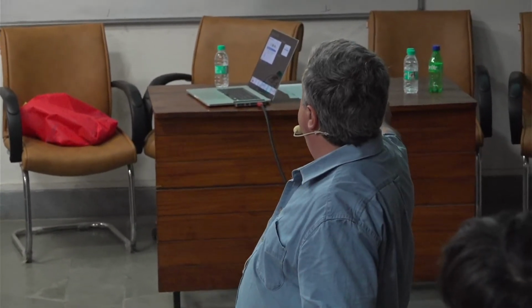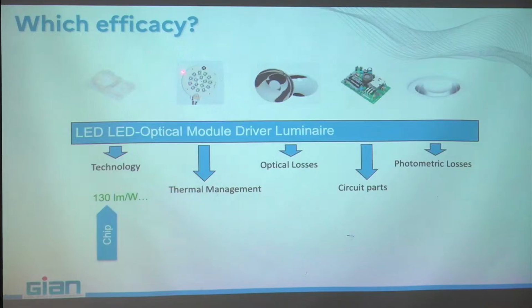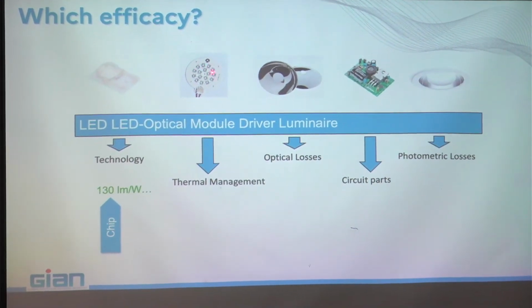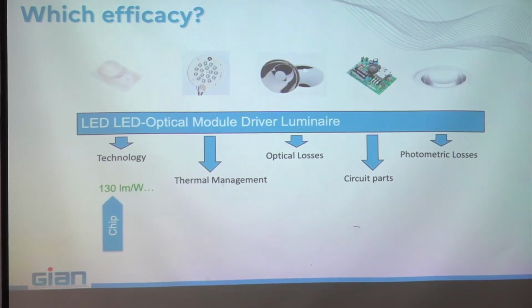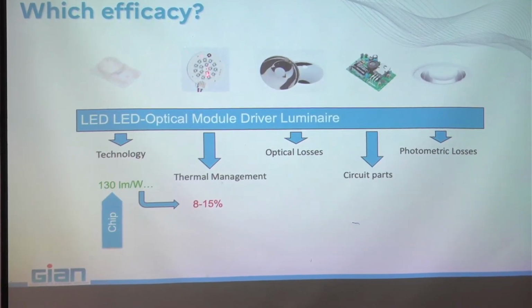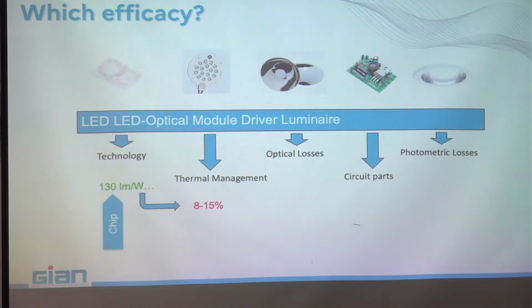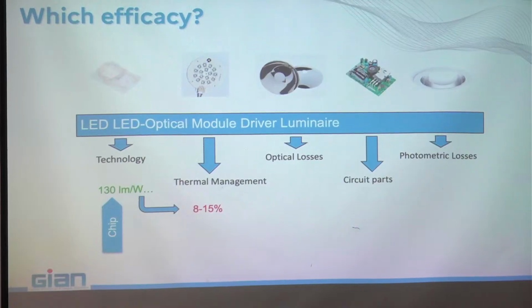That means you need at least 10 chips together. And those 10 chips you have to integrate in a module, and then you have to evacuate the excess of heat. And you have to avoid that when this chip overheats, it influences its friends all around. You have to have a good thermal management design. And from here to here, you will lose at best 8 to 15%.